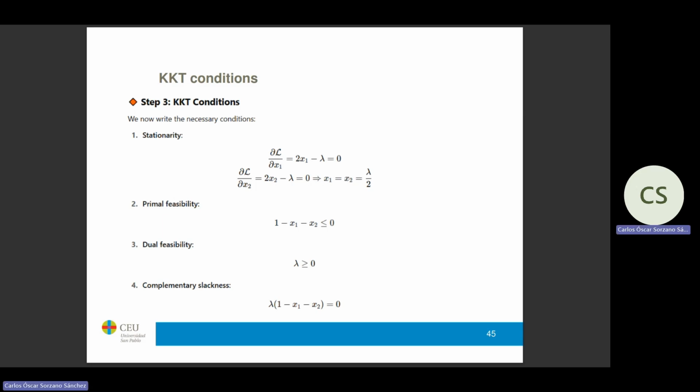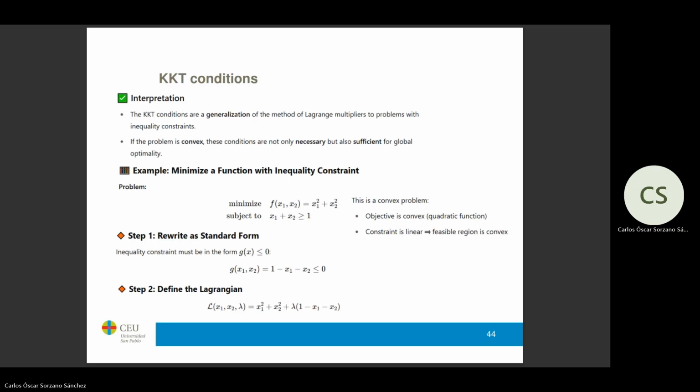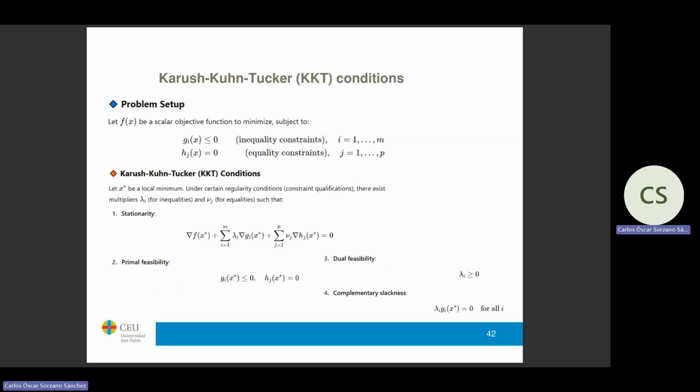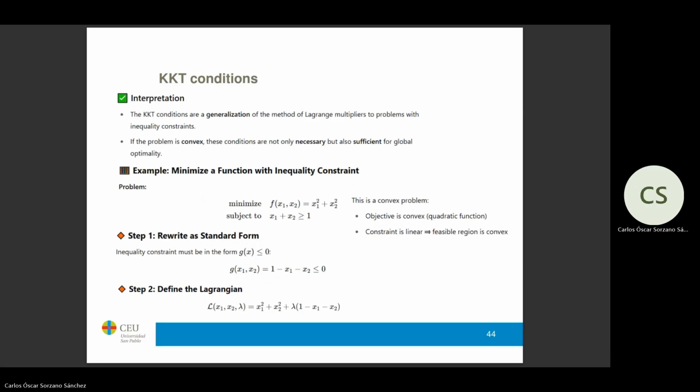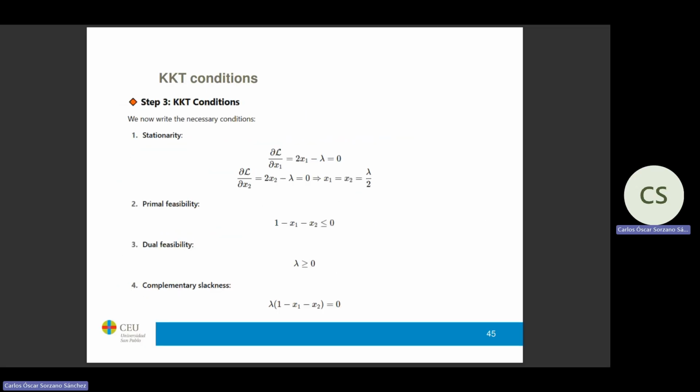So this one is straightforward. It's the derivative of the Lagrangian, a vector. Because we have two variables, x1 and x2, we take the derivative with respect to those. So these are the two equations, and this is a very simple equation: x1 equals lambda half. That's the same for this one. So we have x1 and x2 equal lambda half.